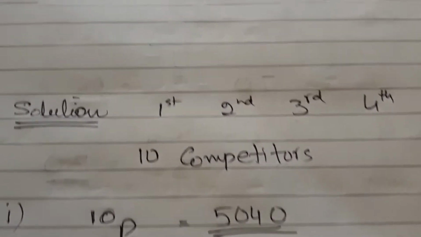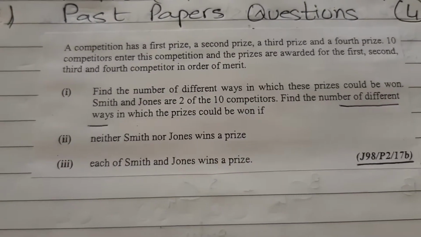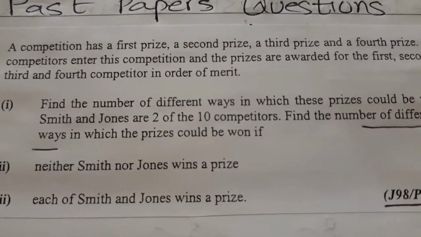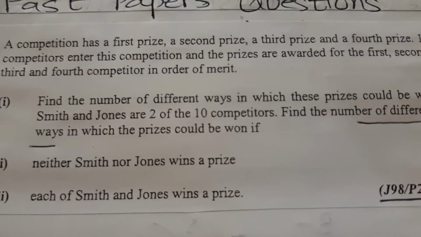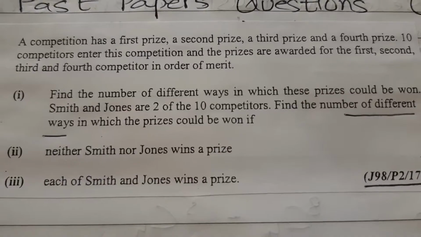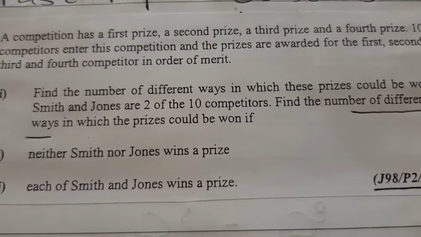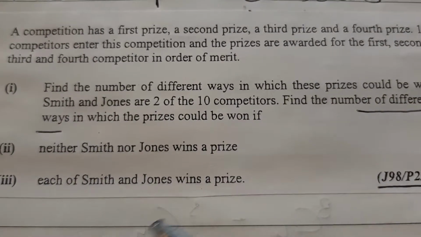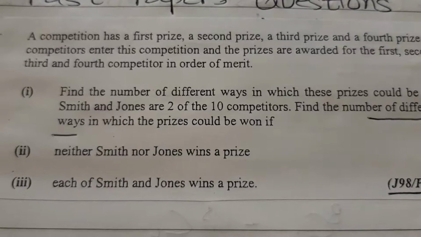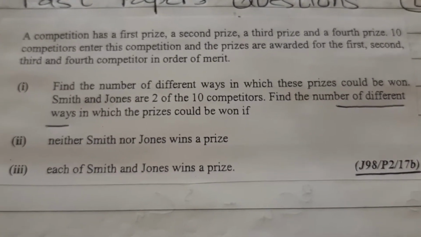Now second question, there are part 2 and part 3 which are related to some restriction. Smith and Jones are 2 of the 10 competitors. So they are talking about 2 particular competitors, Smith and Jones. Find the number of different ways in which the prizes could be won if neither Smith nor Jones win a prize. So both of them did not win a prize. So what comes to your mind? What will you do?